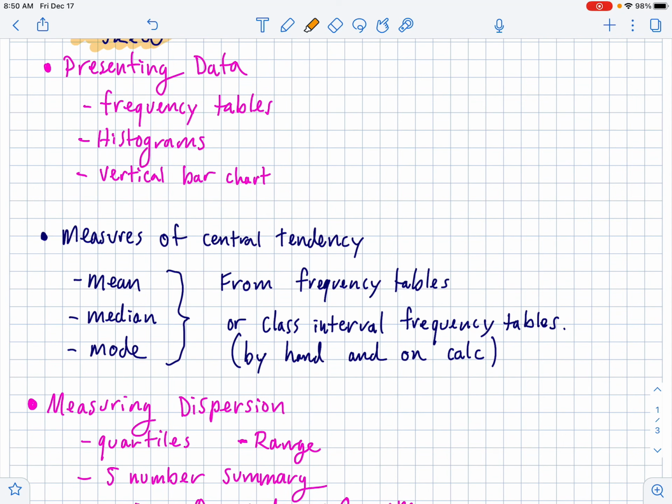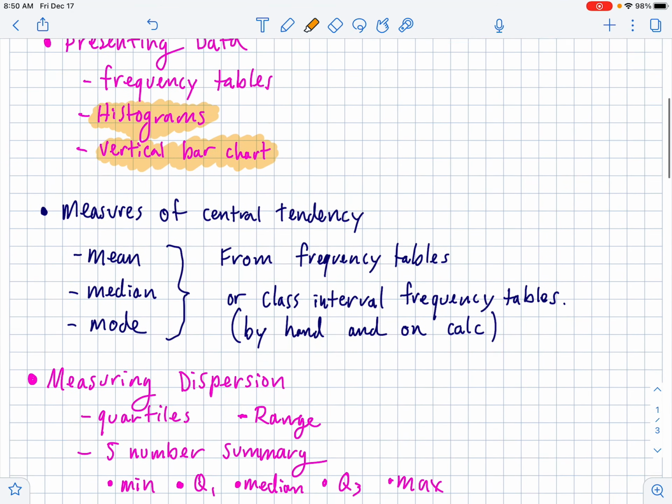Speaking of frequency tables, know how to put data into a frequency table and then create a histogram out of it. Remember, histograms are for continuous data because the bars are not separate. They touch each other over the intervals. The other kind of thing that's not a histogram, for more discrete data, is a vertical bar chart.